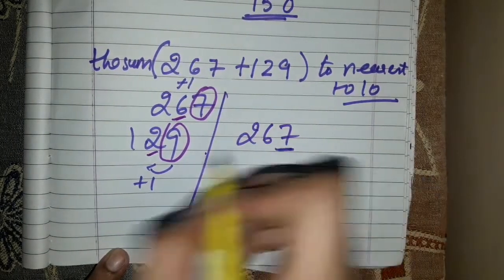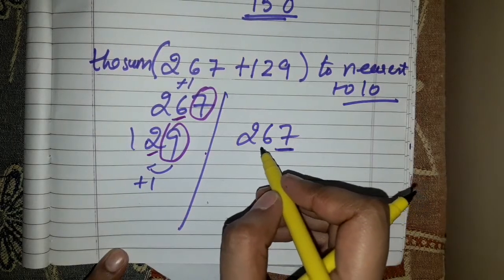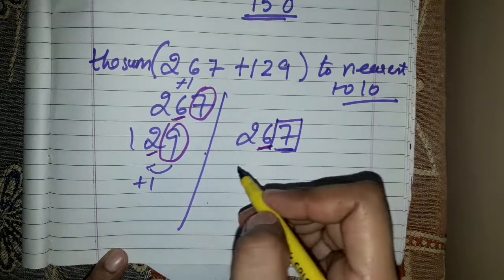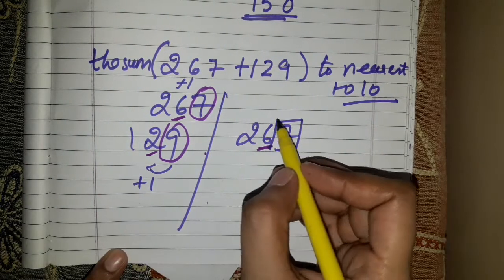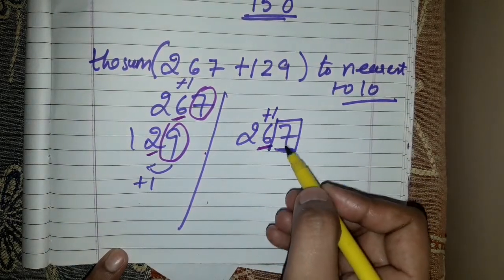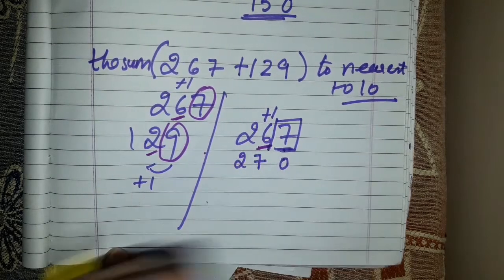Let's first see case 267. We have to round off till this place, but we will look at the digit on the right hand side. Now the 7 is more than 5. So it will give plus 1 to the digit on the place value, and it itself will become 0. So now this number will become 270.